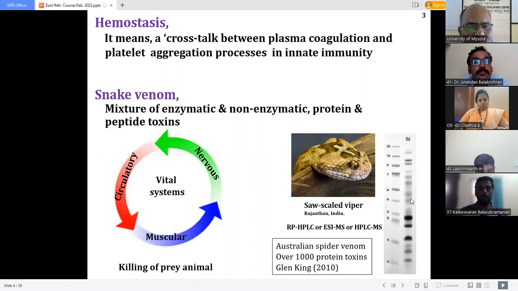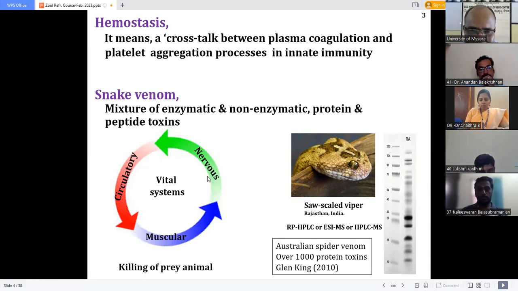So now let me define snake venom. Snake venom is a complex, very, very complex mixture of predominantly enzymatic and non-enzymatic protein and peptide toxins. Interestingly and incredibly, most of the toxins are target specific. They do target vital organs, vital systems such as nervous, muscular, and circulatory systems.